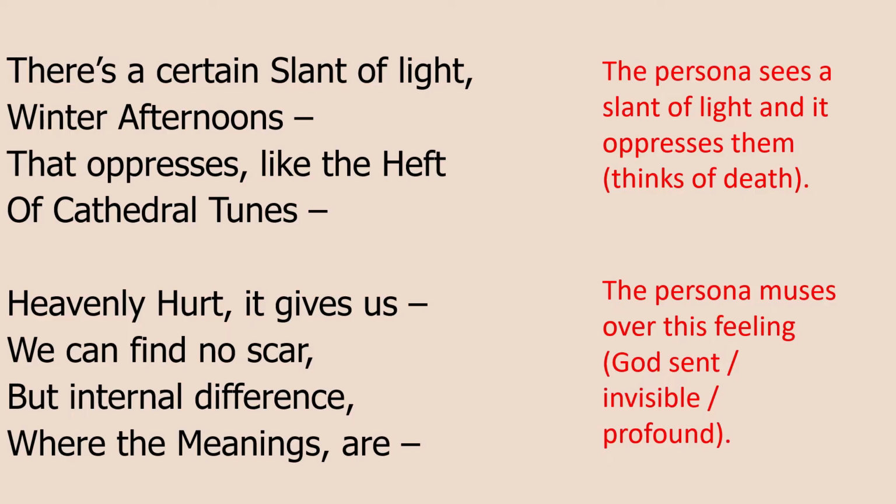So in stanza 1, there is a persona. The main character of the poem sees a slant of light, so maybe the light is filtering between trees or through a window or something, and this slant of light makes the persona think of death, and the thought of death they find quite oppressive and depressing. In stanza 2, the persona muses. They think about this feeling of death, and they acknowledge that it might be God-sent, it's invisible, it's profound, it's made them stop what they were doing in their day and think about death.